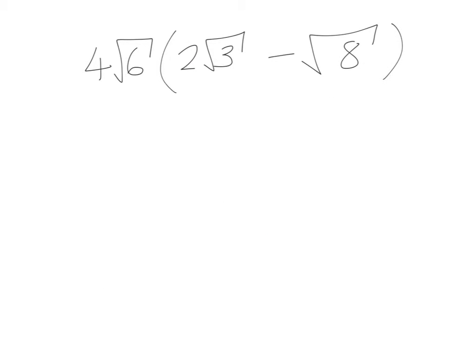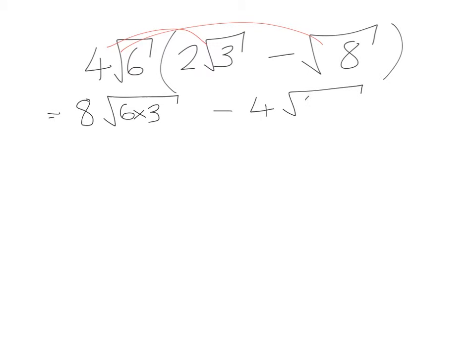Okay, in this last example we're just going to look at multiplying out single brackets. There's going to be lots of different steps involved here. So, drawing in our eyebrows. Our first term, we've got 4 root 6 times 2 root 3. So we're going to multiply the whole number parts together first. So we're going to have 8 and then square root 6 times 3. Then we're going to take away 4 root 6 times root 8, so I'm going to have 4 and then 6 times 8. And then just going to simplify the things inside my square root. 18, take away 4 root 48.